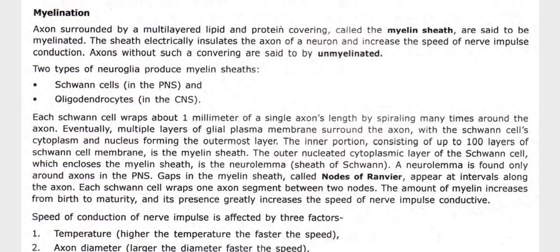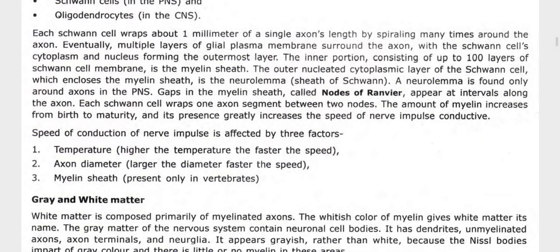There are 2 types of neuroglia that produce myelin sheath: Schwann cells in the PNS and oligodendrocytes in the CNS. Each Schwann cell wraps about 1 millimeter of a single axon's length by spiraling many times around the axon. Eventually, multiple layers of glial plasma membrane surround the axon, with the Schwann cell's cytoplasm and nucleus forming the outermost layer. The inner portion, consisting of up to 100 layers of Schwann cell membrane, is the myelin sheath.